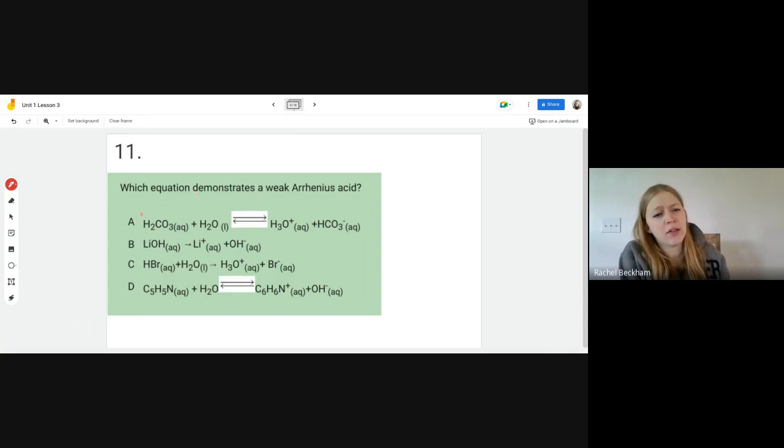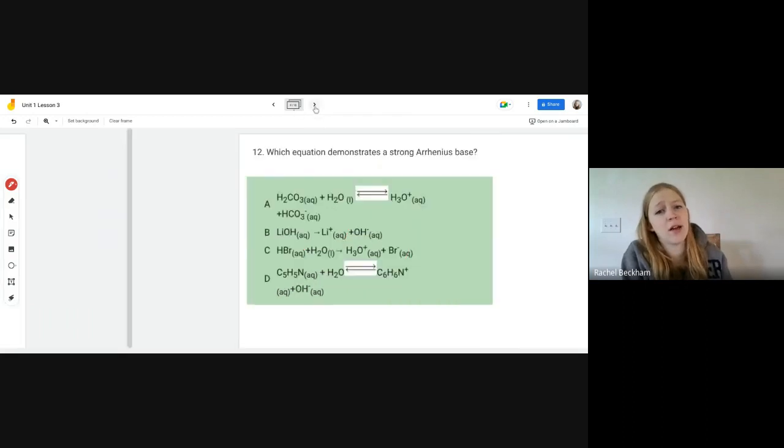That would be this equation right here. Here is our weak Arrhenius acid. It still donated H+. You can tell because it was H2CO3 over here. And over here, it's now just HCO3. So it donated H+. But it's not a strong acid from that strong acid list. And so A is our weak acid.